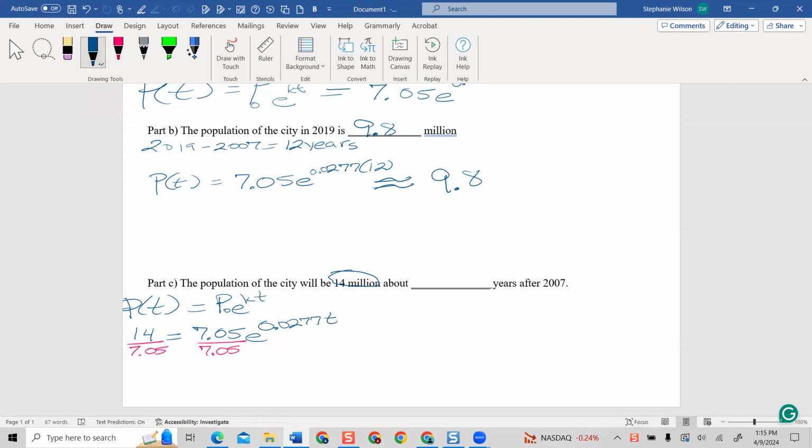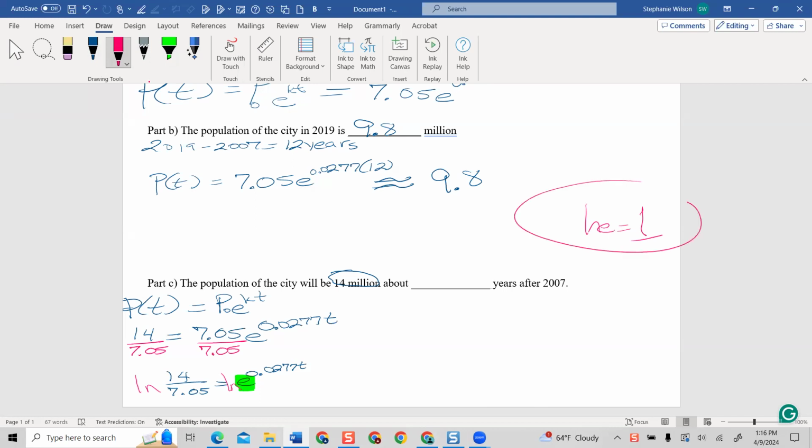Once I did this, I'm going to rewrite this for a second. Now I got 14 divided by 7.05 is equal to e raised to this. Well, there's a rule in our natural log and logarithm rules that whenever we're trying to get the power out, we apply a specific rule. And since we're working with e, we can use the natural log. And why do I want to use natural log? Natural log of e is equal to 1. So it's perfect, right? So what I'm going to have to do is take the natural log of both sides, because what you do to one side, you have to do to the other.